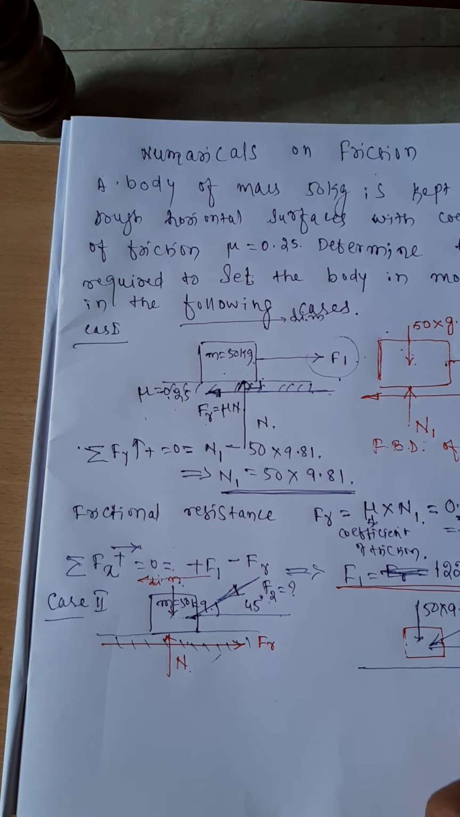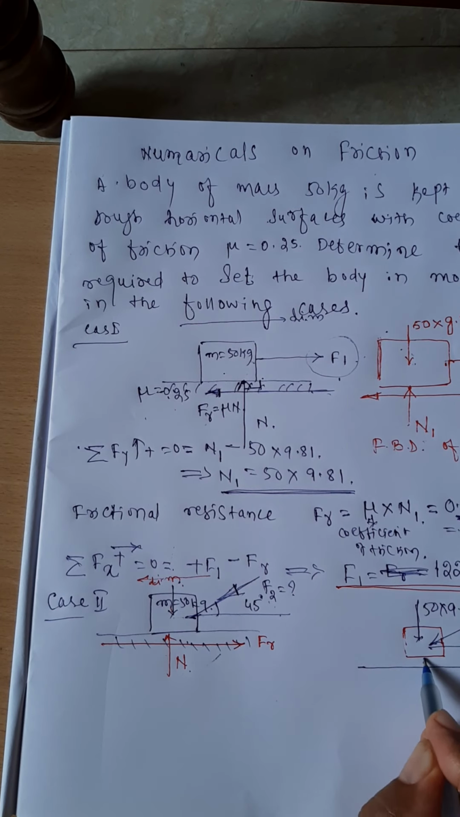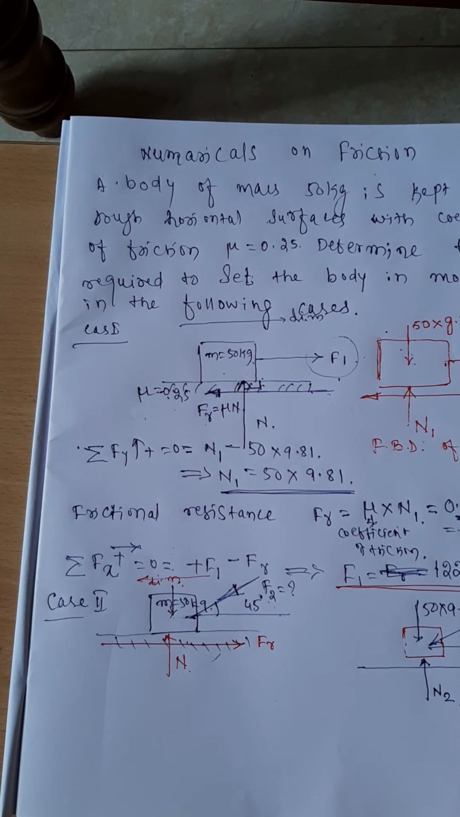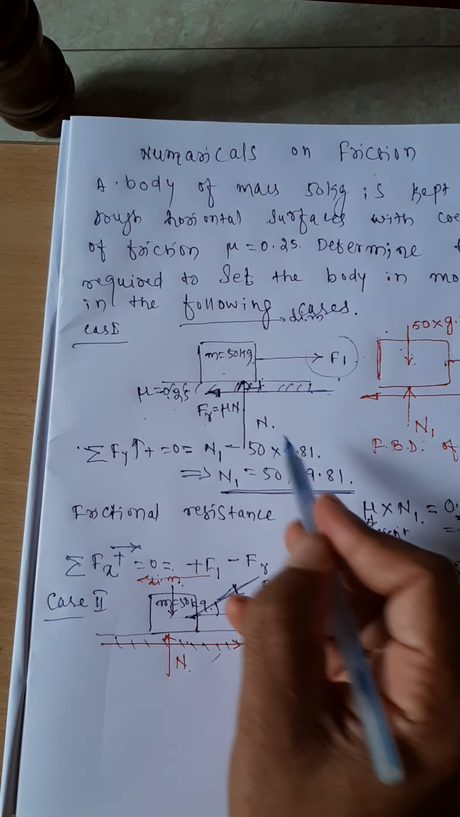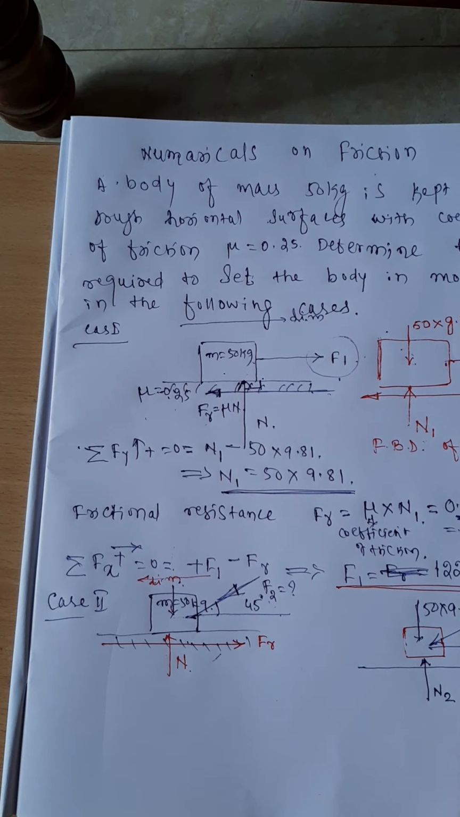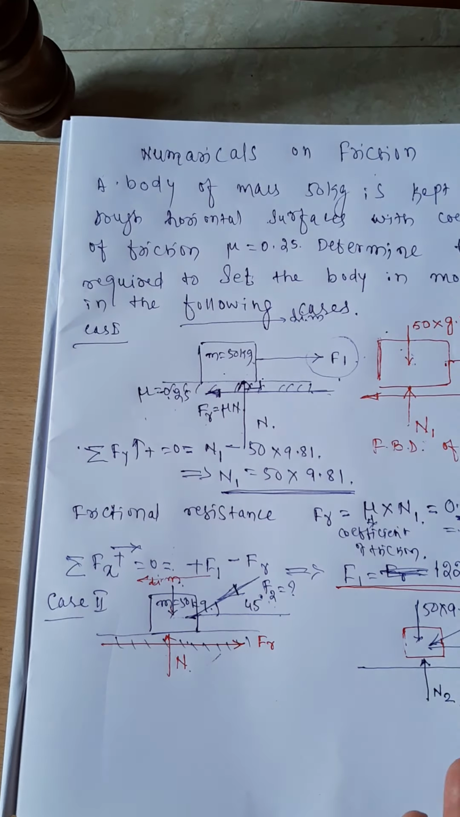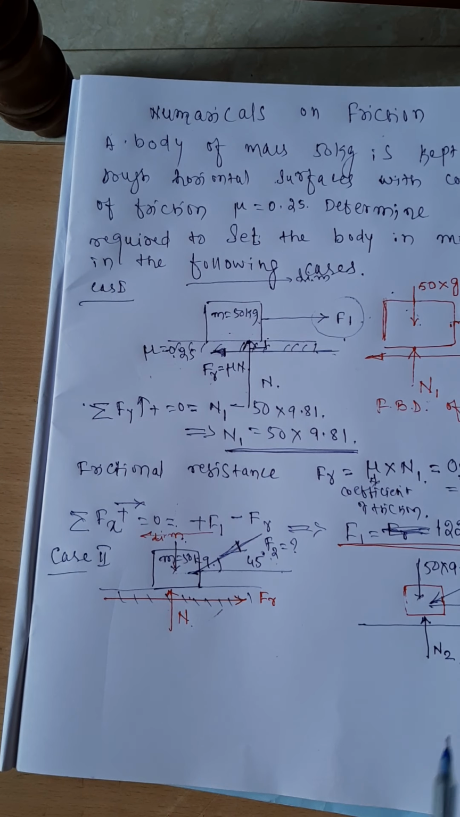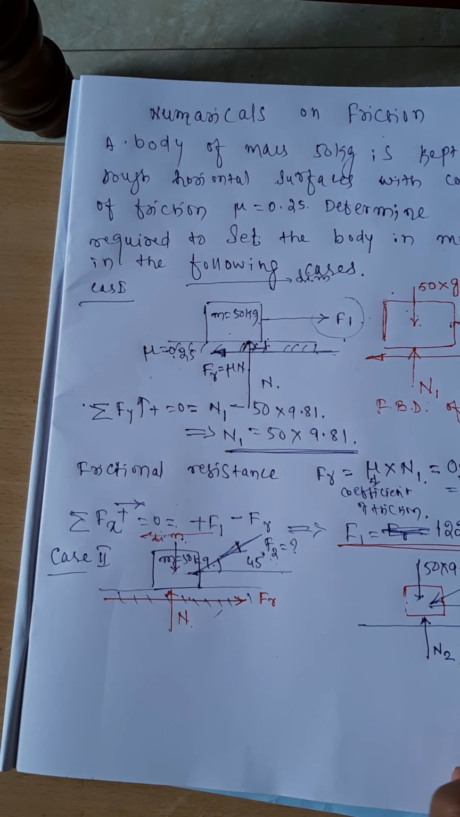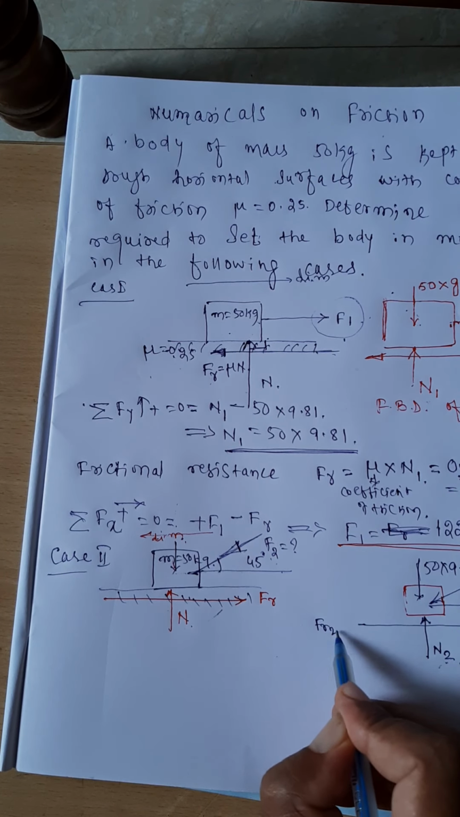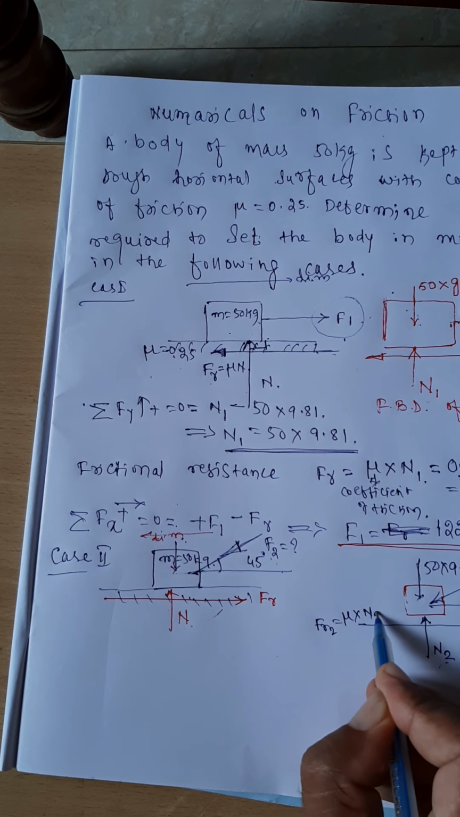This frictional resistance is related with the normal reaction. Here, I'll denote this reaction as N2 because already I have used N1 here. You should not get confused with this N and this N. Both are normal reactions. Only the magnitudes of them may be different here and there. That is why I am giving a different name for this one. And you know this value of FR2 is based on the value of N2. FR2 is equal to mu into N2.